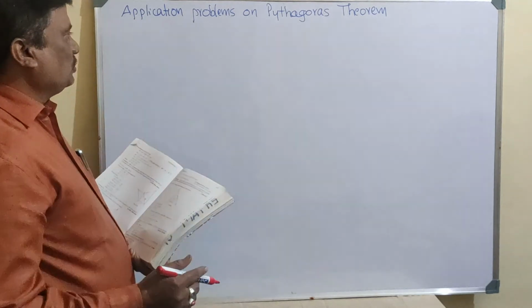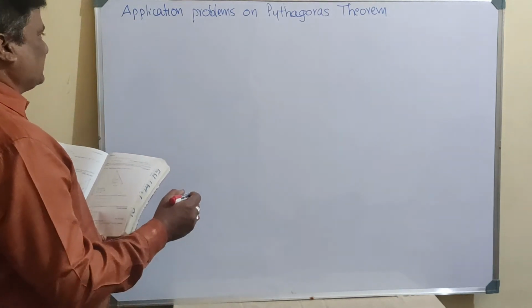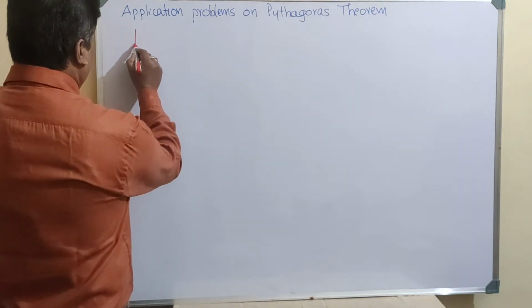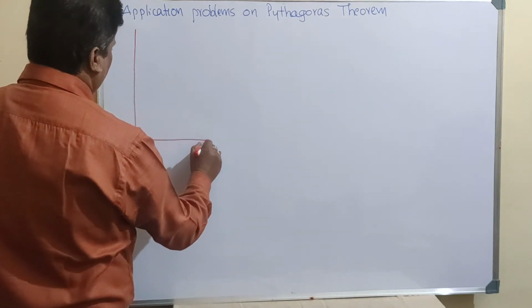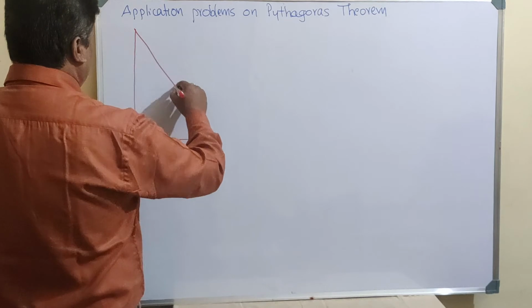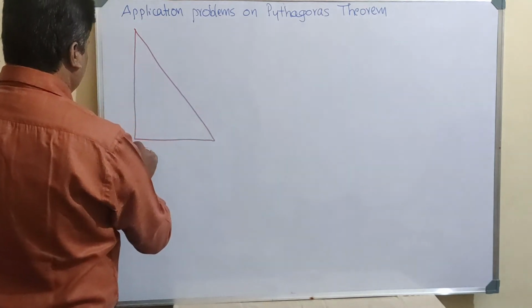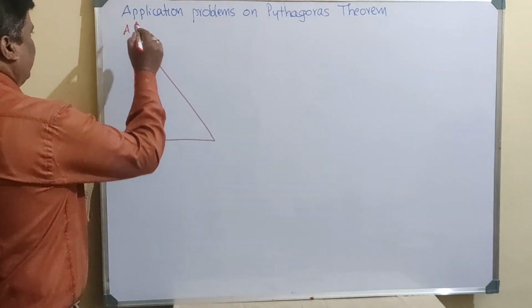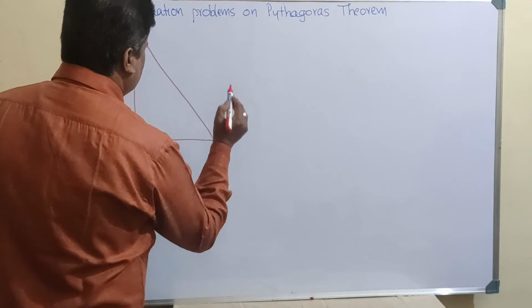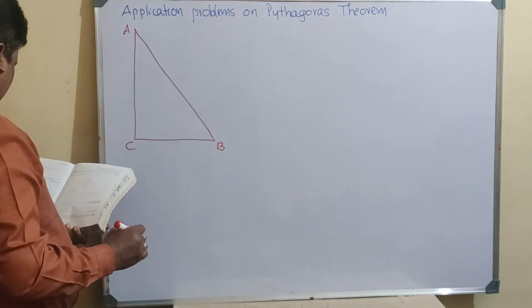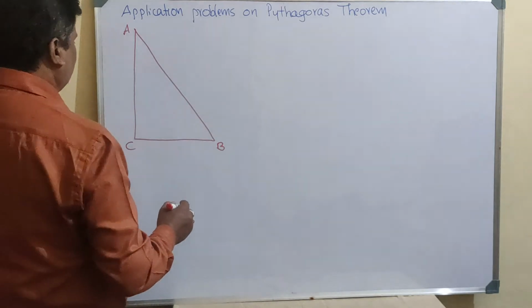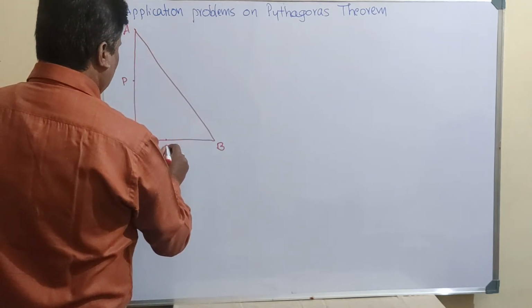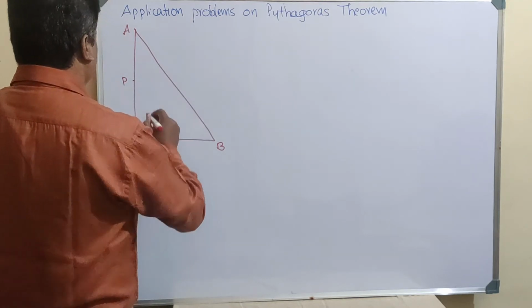First, let's draw a figure related to this. Here is triangle ABC, right angled at C, with vertices A, B, C. P and Q are points on CA and CB. So let's assume P is a point on CA and Q is a point on CB.